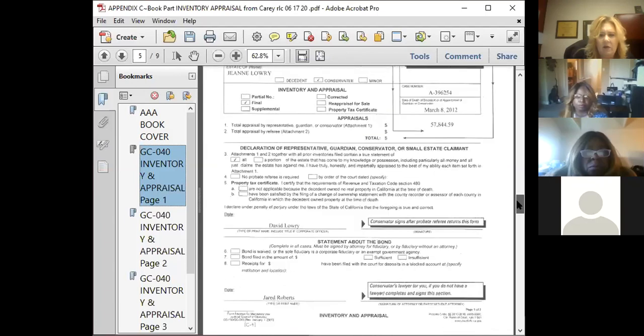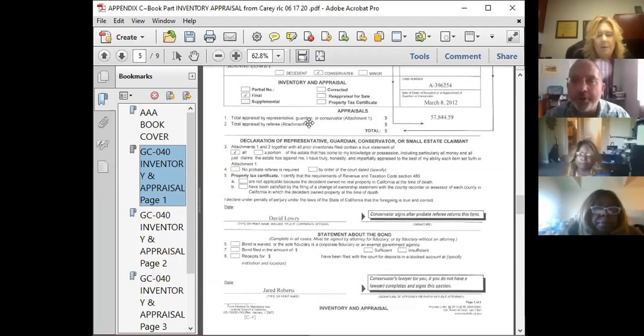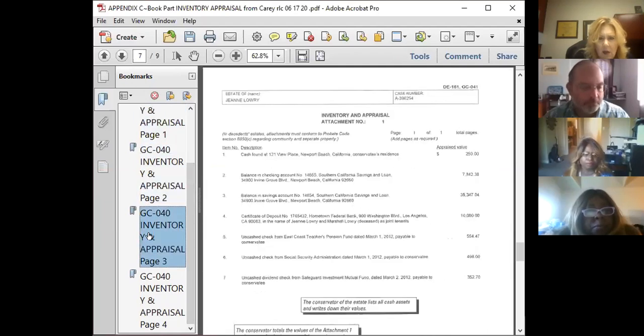Okay, I'm going to slide down to the next section, which is total appraisal by the representative, guardian, or conservator. And it says attachment number one. Is everybody okay with my speed? Do you want me to slow down? Is everybody good? Good. Okay, perfect. So where it says attachment number one, and again, I don't know how Rex has these organized here. Just on the left, you have the second one down. To get here we go. So this is the attachment number one.